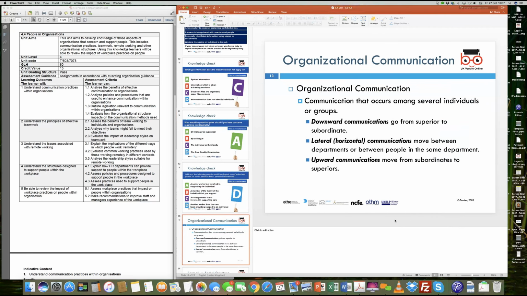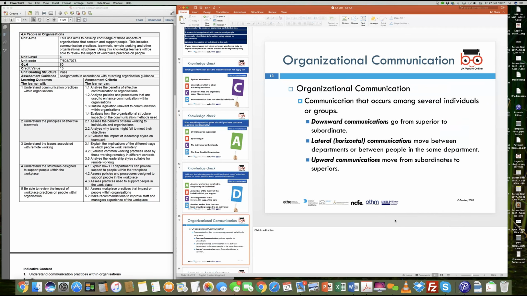Now, let's look briefly at task 1.4, which is about how the structure of the organization affects different forms of communication. If we have a small business or a small setting, and a large setting, which is a large organization, what are the various forms of communication which can happen?